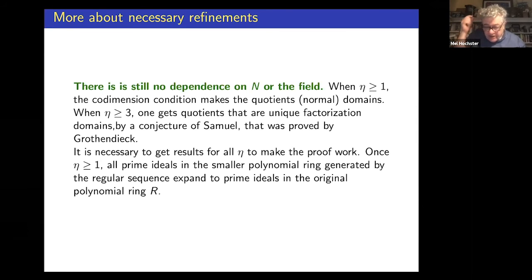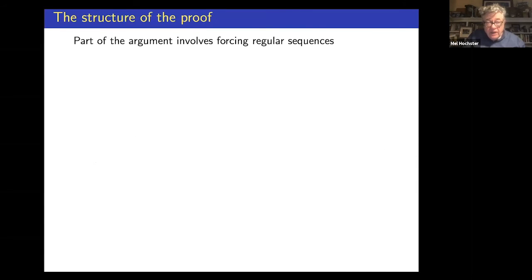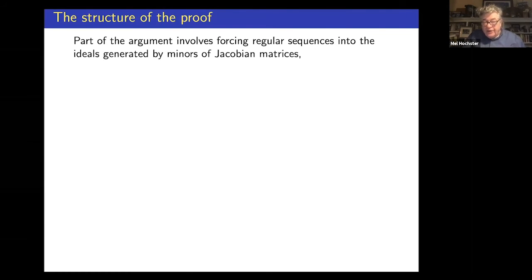So I'm not going to talk in detail about that, but it is essential in the proof to keep track. Once you have this machinery going, you can control many, many invariants of ideals, not just projective dimension. So part of the argument involves forcing regular sequence into the ideals generated by minors of Jacobian matrices. And that's how we control the codimension of the singular locus.